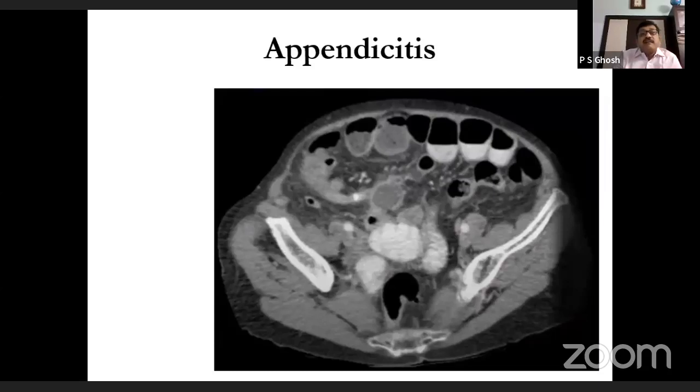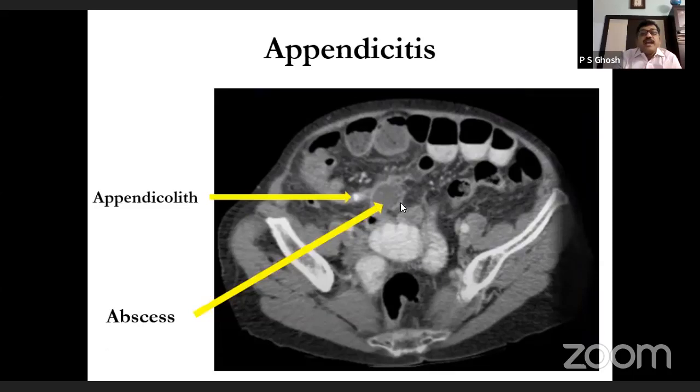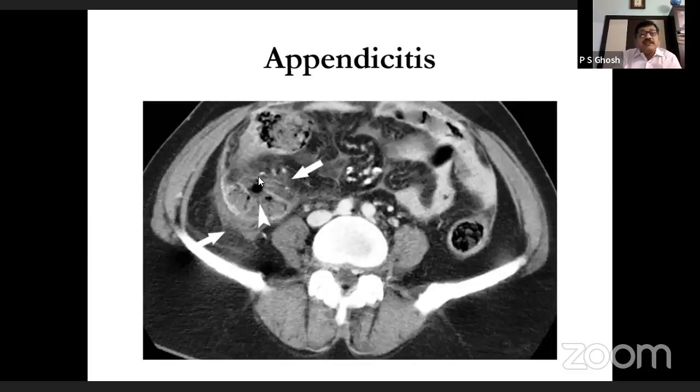Now, in this axial section, we can see that this is the appendix, and the appendix is going towards an abscess actually. So it's an appendicular abscess where there is wall enhancement with fluid content. Now, this is another picture of appendicitis where we can see the phlegmon which is formed around the appendix.